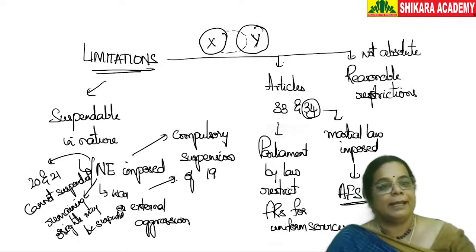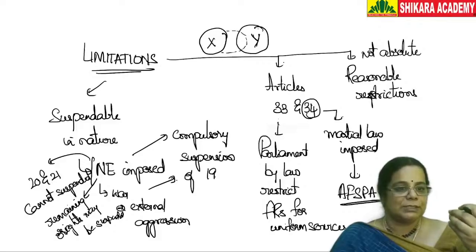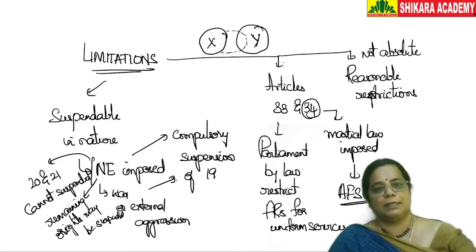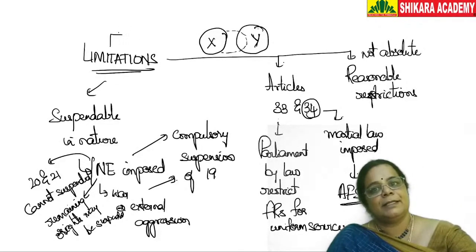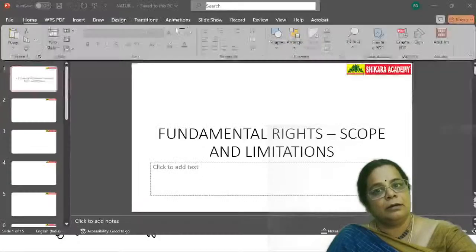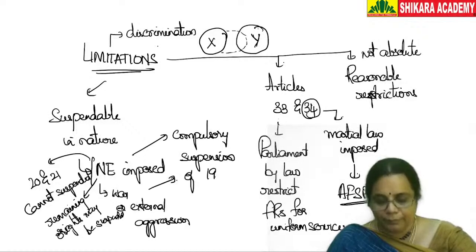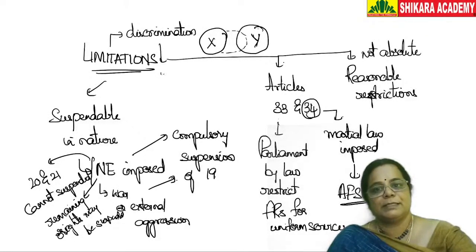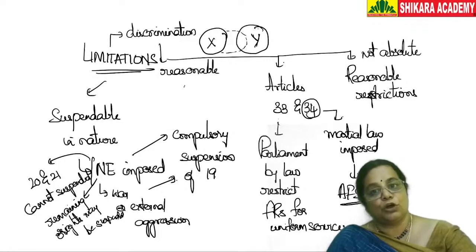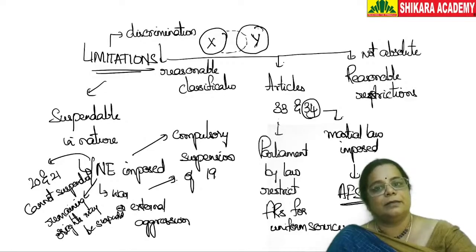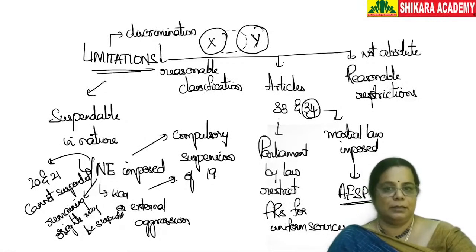And then there are also restrictions in the form of reasonable classification. See, whenever there is any discrimination made by the state, meaning any positive discrimination made by the state, it should be on the basis of reasonable classification, doctrine of reasonable classification as applicable under Article 14. So, this is another limitation.